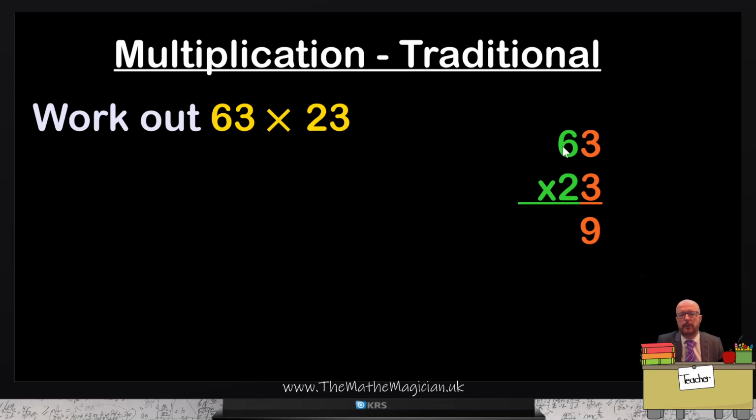Then you do the units times the tens, so 3 times 6, which is 18. Got no carries, that's fine. Then we're going to move across to the 2's column, but we'll be out of alignment, so we need to put an extra 0 in there.